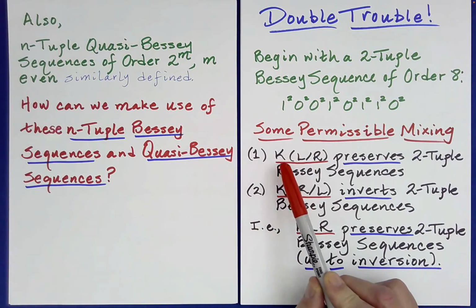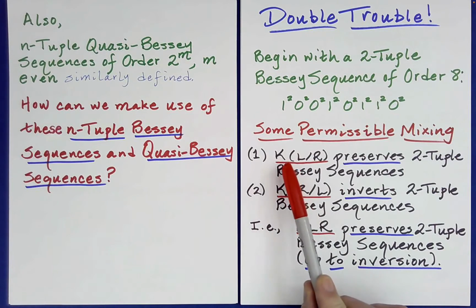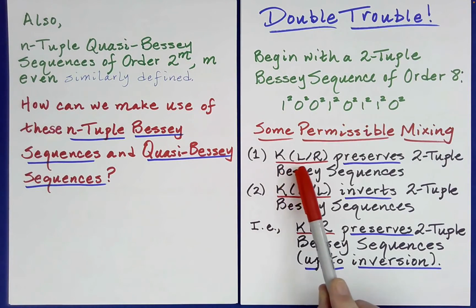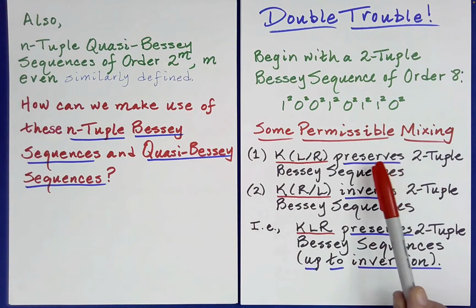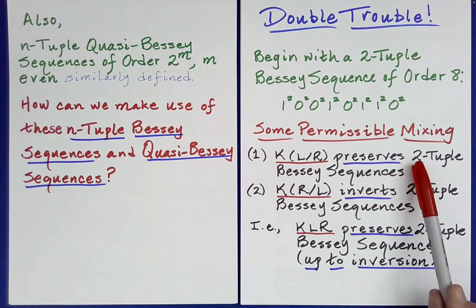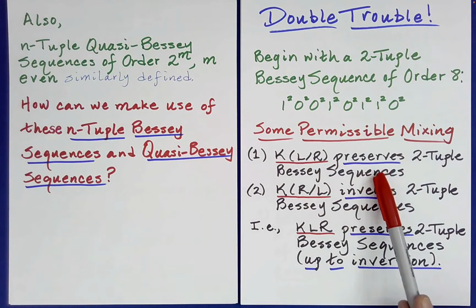Okay, so K is for Klondike. The Klondike shuffle followed by the LR shuffle, in which we stack the left pile on top of the right, ends up preserving the two-tuple Bessey sequence precisely. It won't invert it. Now, it doesn't preserve it in the sense of the identity permutation, but it does preserve it in terms of its Bessey structure.